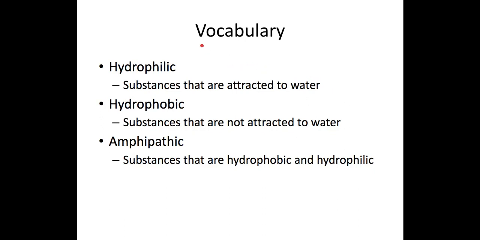Before we actually get into the lesson, there are some vocabulary words that you should be familiar with and know. So let's go over those first. The first one is hydrophilic, and these are substances that are attracted to water. The second one is hydrophobic. These are substances that are not attracted to water and are repelled by it. And there's amphipathic. Amphipathic substances are substances that are hydrophobic and hydrophilic, so they have both water attractive and water repellent properties to them.